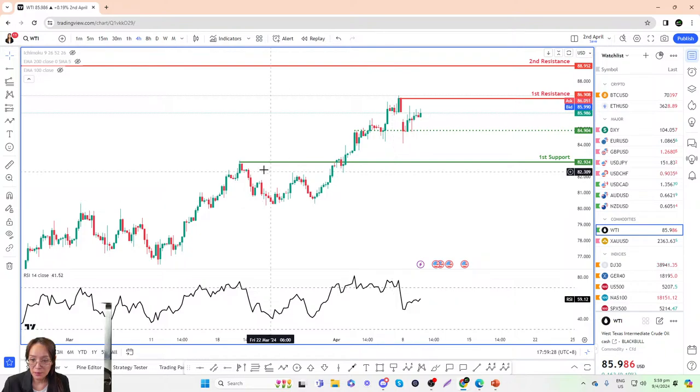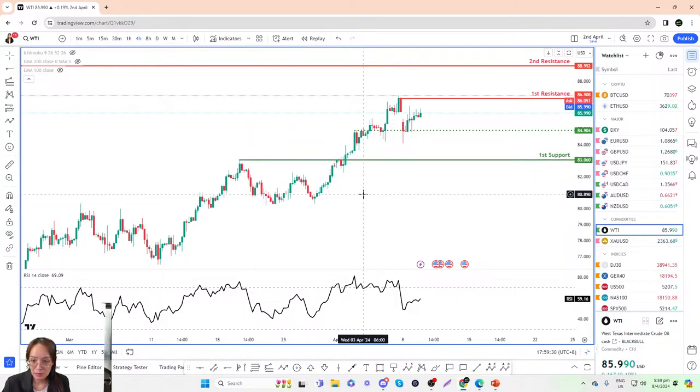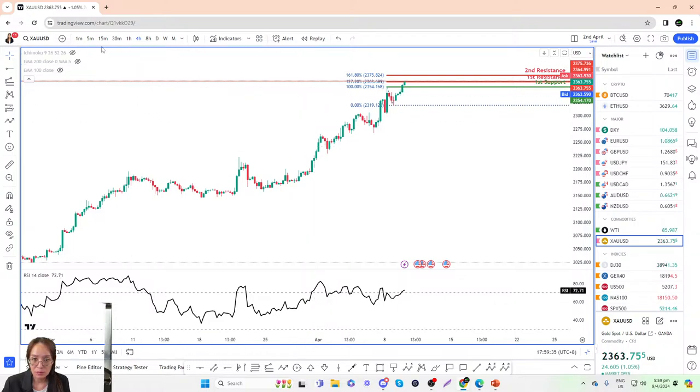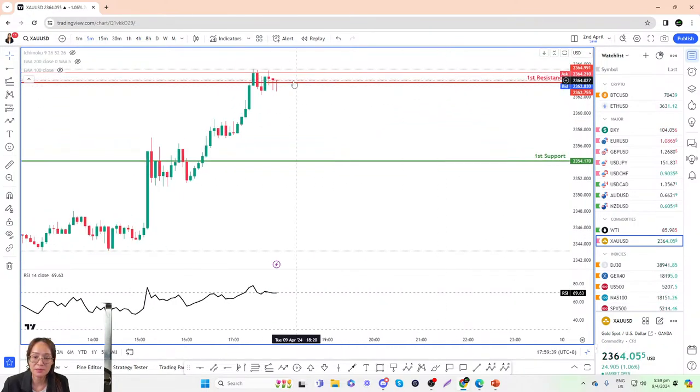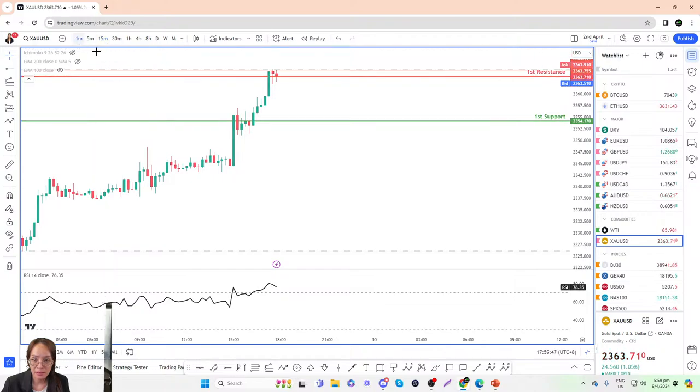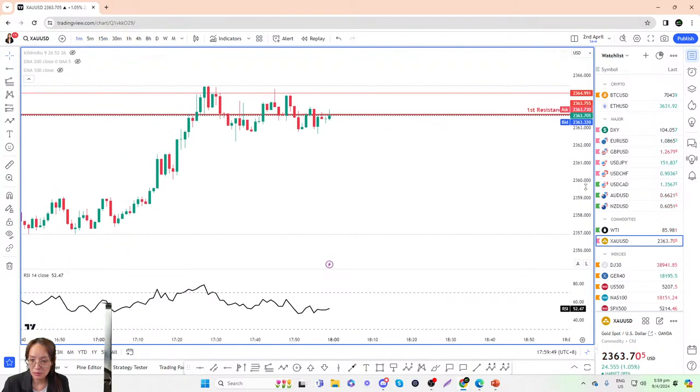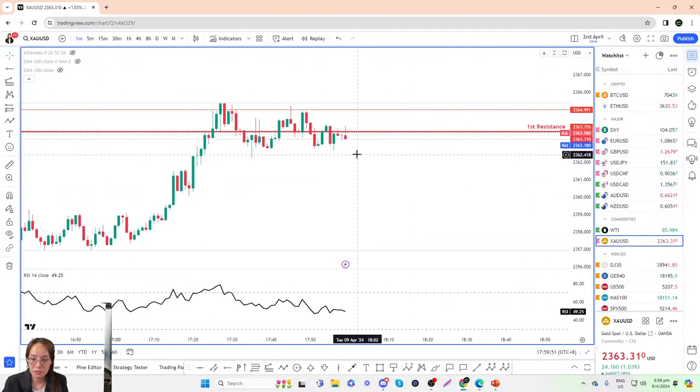You can request any pair you want me to look at for you guys. Okay, I go back and look at gold again. You can see it seems like they want to go up. So if you're happy with profit, you can close, okay? Because it seems like they don't want to come down. But I still hold the position, okay?